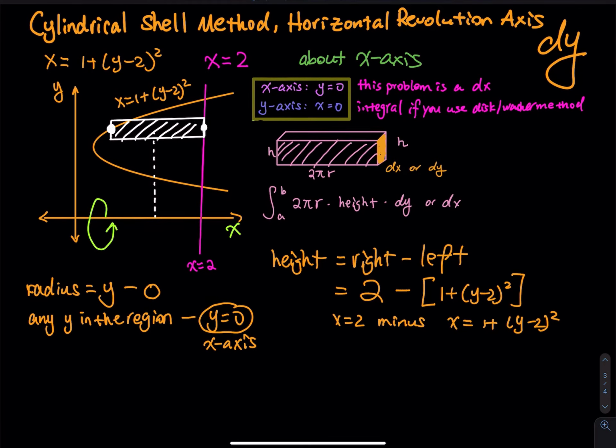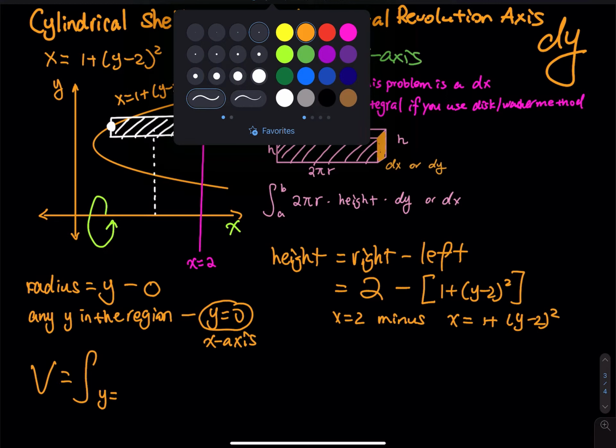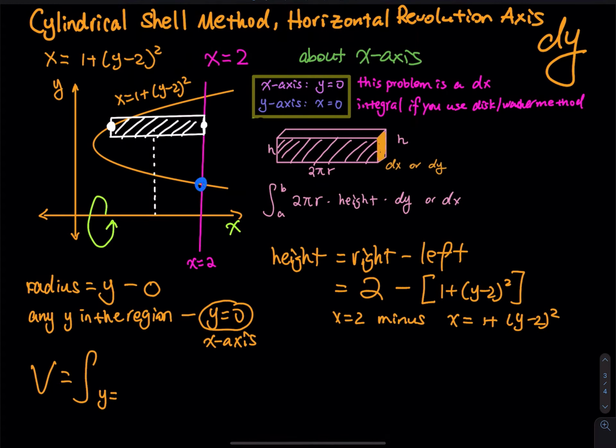And then you set up your integral, so volume, and then y goes from where to where. So y goes from where to where. This one we have to do one more piece of work to get that out. So let's do that in another color. y goes from this blue point to that blue point.